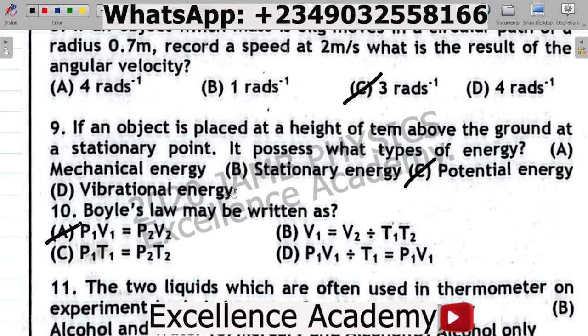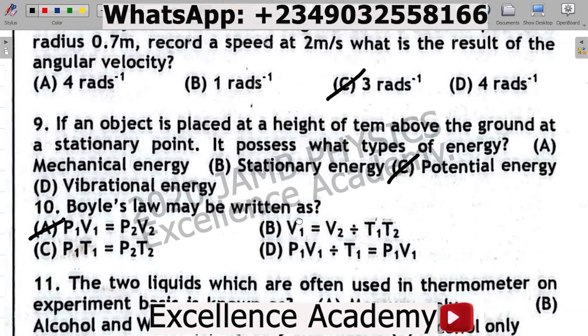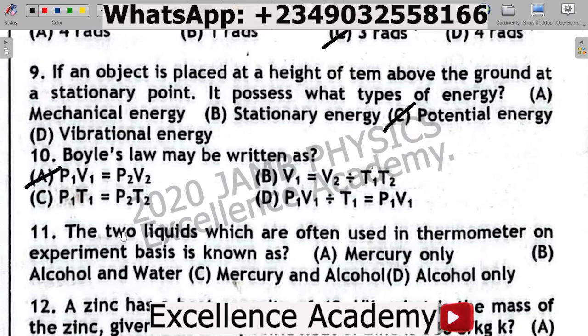And as usual, I'll give you one question for you to try. That will be question number 11. Question 11 says, the two liquids which are often used in thermometers on experiment basis are known as A, mercury only, B, alcohol and water, C, mercury and alcohol, D, alcohol only. Is it option A, B, C, or D? Leave the correct answer in the comment section and I will tell you if you're correct or not.